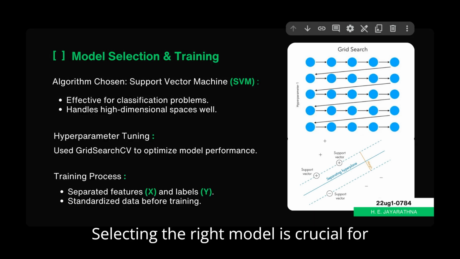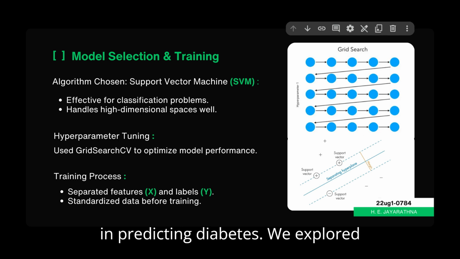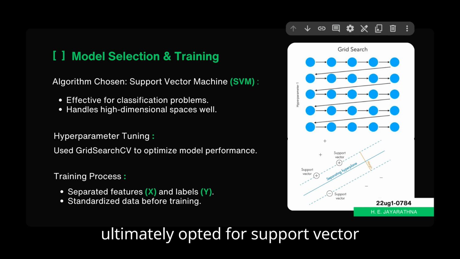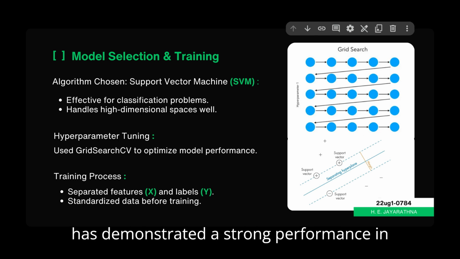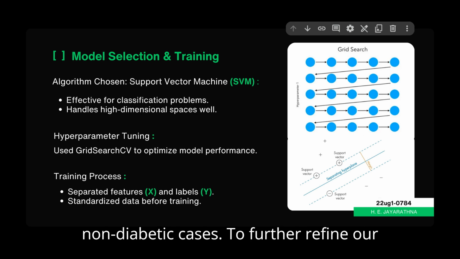Selecting the right model is crucial for achieving high accuracy and reliability in predicting diabetes. We explored multiple classification algorithms and ultimately opted for support vector machine due to its robustness in handling complex datasets with high dimensional spaces. SVM has demonstrated strong performance in distinguishing between diabetic and non-diabetic cases.